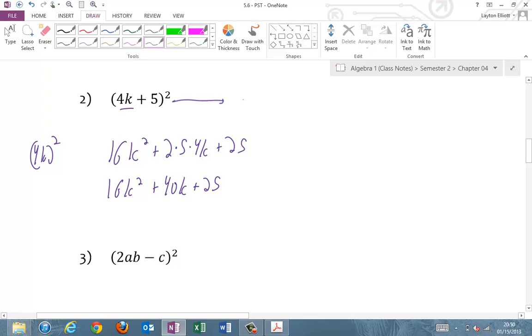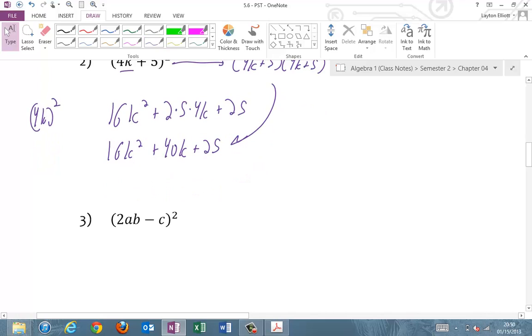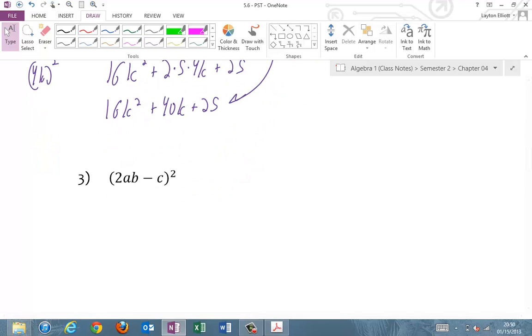Now, another way people will do this is they'll just say, I'm FOILing. I say, okay. You can write it next to itself, FOIL it, and have at it. You're going to get the same thing. I'm trying to convince you of my way because it's a little faster. Number 3, how do you square 2ab minus c? That becomes 4a squared b squared. 2 times the first times the second is minus, because we have a minus there, minus 4abc.